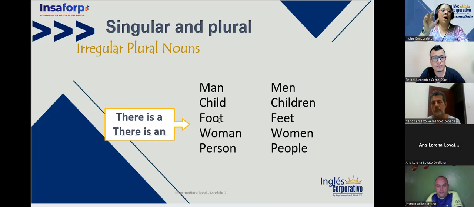Claw. Paw. Mm-hmm. So it's different for each one. It's different for each animal. But foot, yes, it's foot too for animals. And legs for animals too. Las patas, right? Legs. Okay, thank you. Yes, there you go. Woman, women, person, people. Okay, there you go.